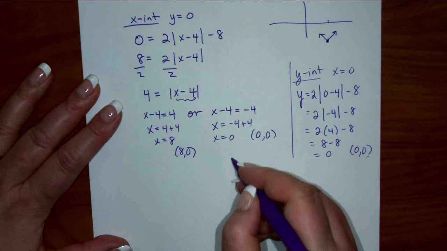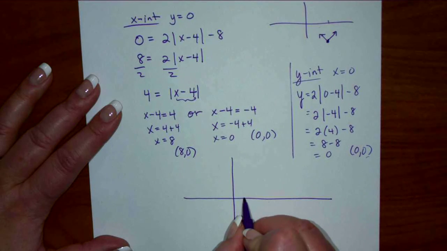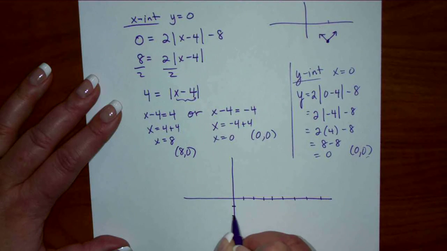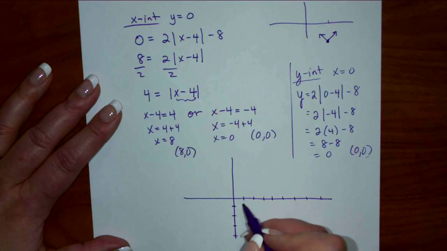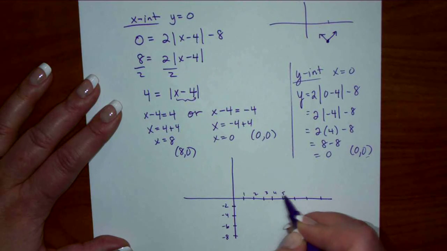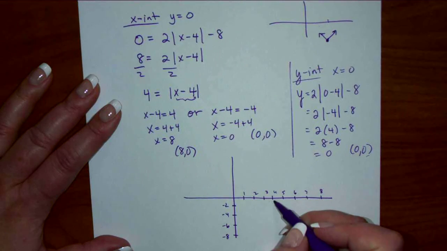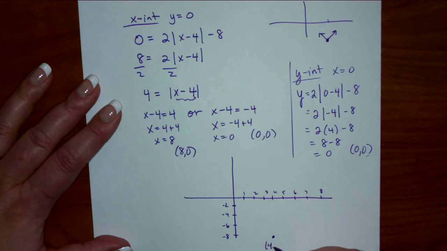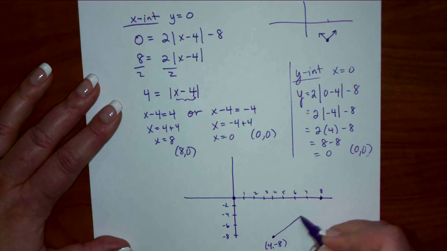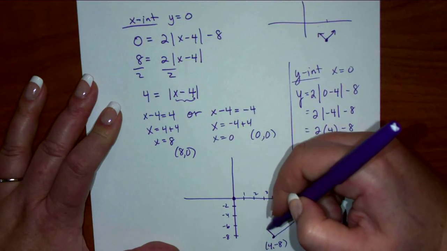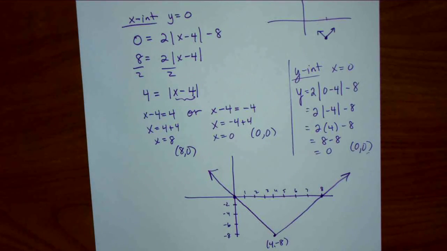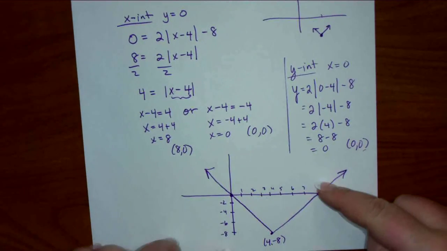Alright, so we'll graph this. 4 and 8. Flip it now by 2. So minus 2, minus 4, minus 6, minus 8. Okay, so 4, negative 8. 8, 0, and 0, 0. There we go. So if I had done the scale the same, that would have been farther down, it would be skinnier.